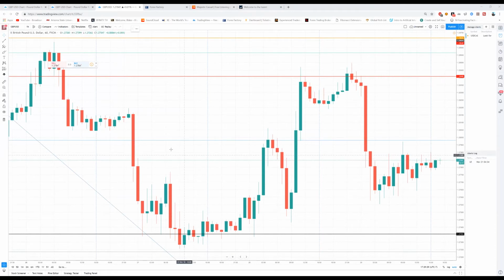How does gold affect the market? How does oil affect the market? How does the DXY affect the market? One of those three is probably the most beneficial. So I'm going to go on to gold first.